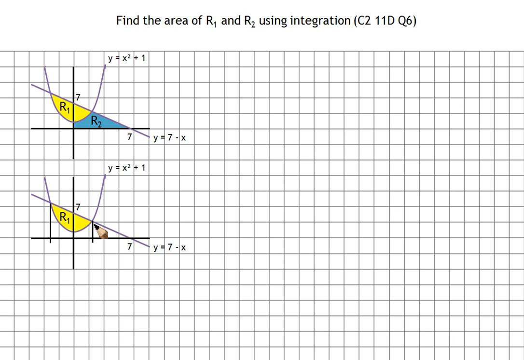Now, the first problem is we don't know what these points are, so we've got to find those to start with. These points are where the curve y equals x squared plus 1 and the line y equals 7 minus x intersect. So to find those points, I need to set those equal. So x squared plus 1 equals 7 minus x, because we're looking for the values where we're along that curve and also along that line. So that's when those two are equal.